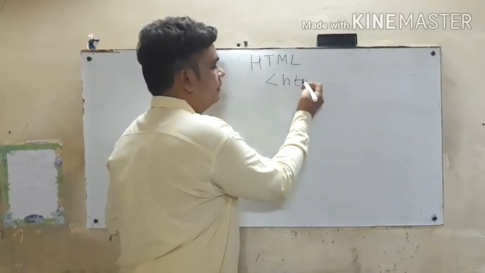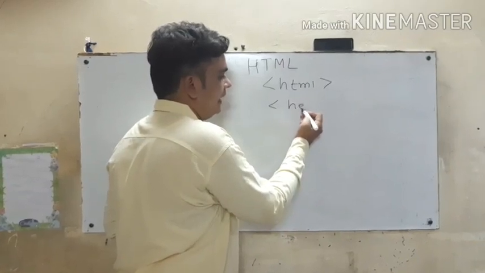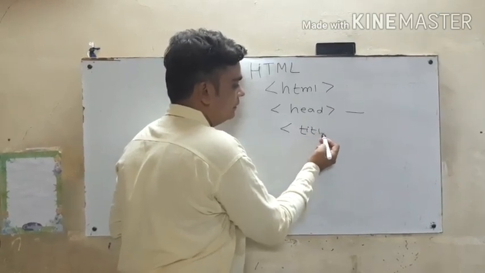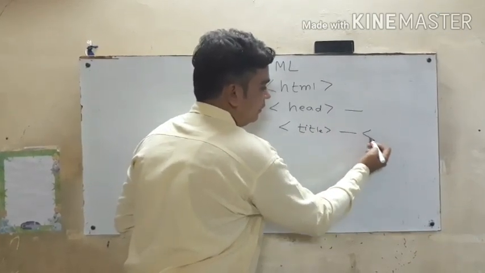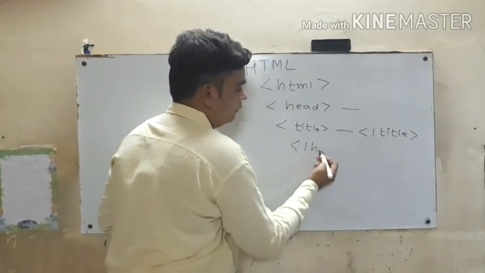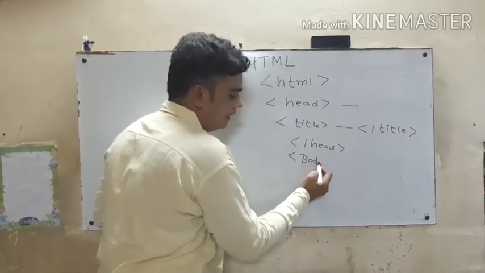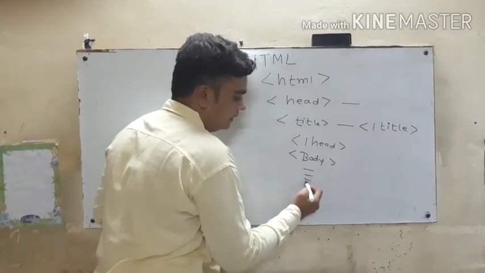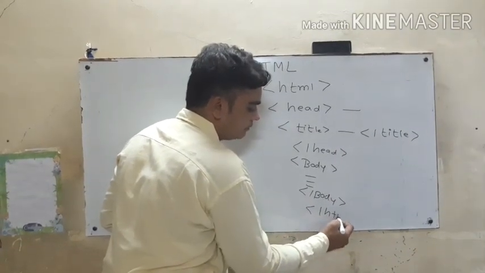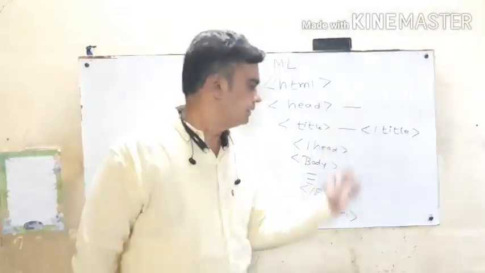So an HTML program should start with the HTML tag. Thereafter, the next tag is the head tag that represents heading. Then within the head tag, we are going to write the title tag. Thereafter, we have to close the head tag by using slash. Then the main and important tag, the body tag, that represents the actual information, and the last one is slash HTML. So this is the general format we have already discussed.